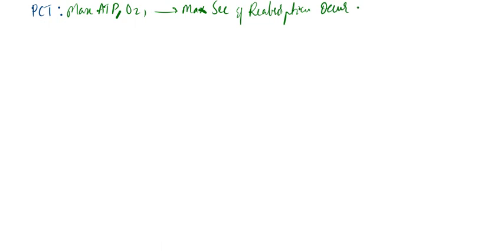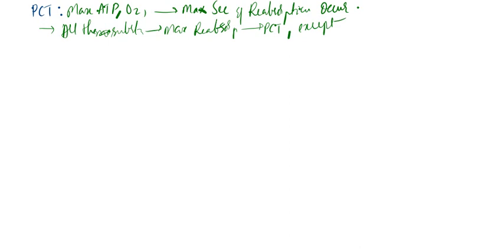Now, for all the substances, maximum reabsorption occurs in PCT, except one thing, that is magnesium. The reabsorption of magnesium occurs in the ascending loop.